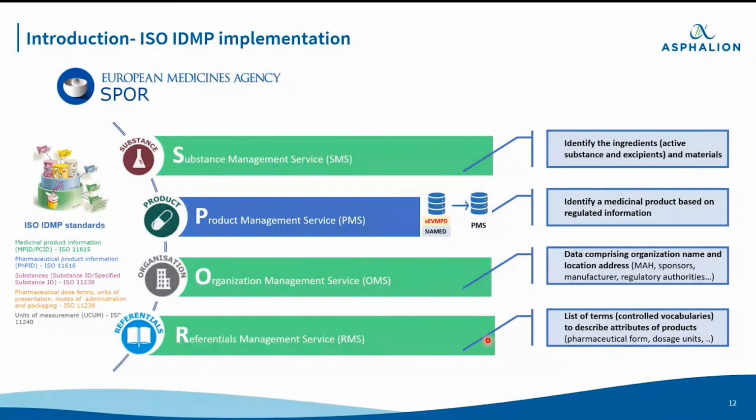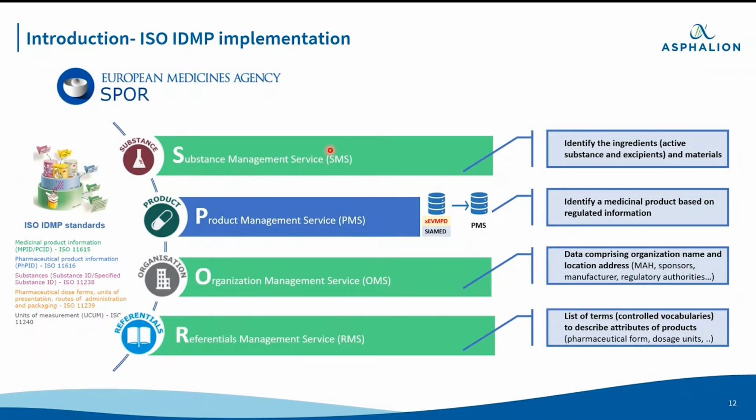So the EMA is implementing those 5 standards, or the ISO IDMP standards, following a project that you may have already heard of, which is called SPOR. And SPOR stands for Substance, Product, Organization, and Referentials. So together, these 4 different services work as a validated database that allows the user to view, to search, to update, to export, and the most important part is to reuse that data.